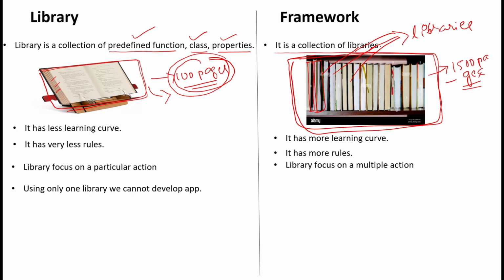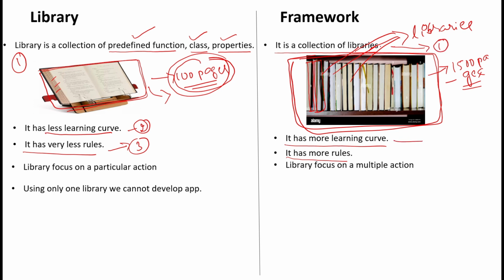A library has a smaller learning curve, right? But a framework has a larger learning curve. Next, a very small learning curve also means it has fewer rules. A large learning curve means the framework has more rules. Right? Okay. It is one good option. It is a second good option. It is a third good option. In a framework, it is a collection of libraries. It is a very good option.